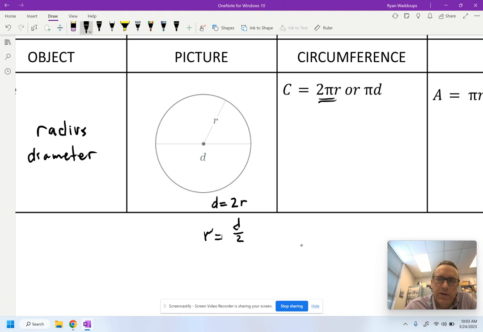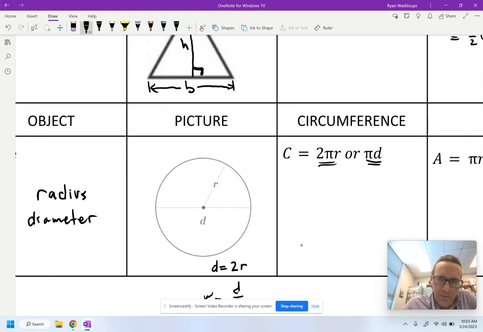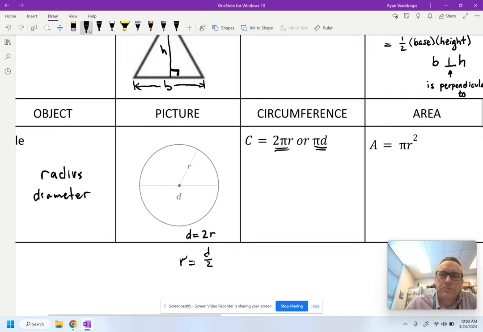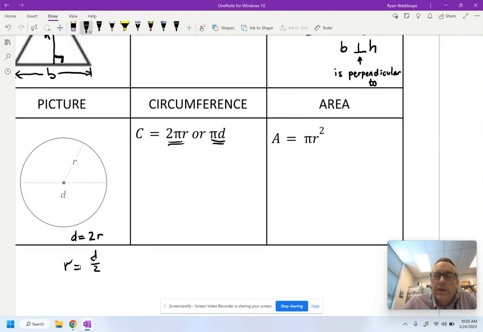Either of those works. If you're given the diameter, you can just take it times pi. If you're given the radius, you take 2 times pi times the radius. And those will both give you the circumference, which is what we call the perimeter of a circle, the distance around the circle. So the area is pi r squared.